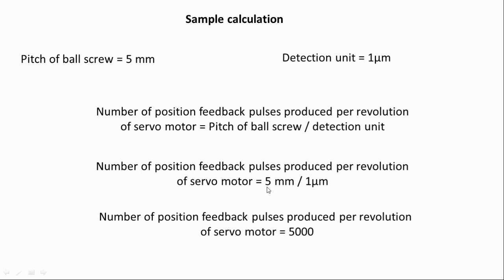5 into 10 raised to minus 3 divided by 1 into 10 raised to minus 6. Okay, this is a maths calculation, and you will get 5000 value. So when you are using a 5 mm ball screw for your servo motor with a detection unit of 1 micrometer, your servo motor will produce 5000 pulses from that motor, when the motor rotates one round, one revolution.